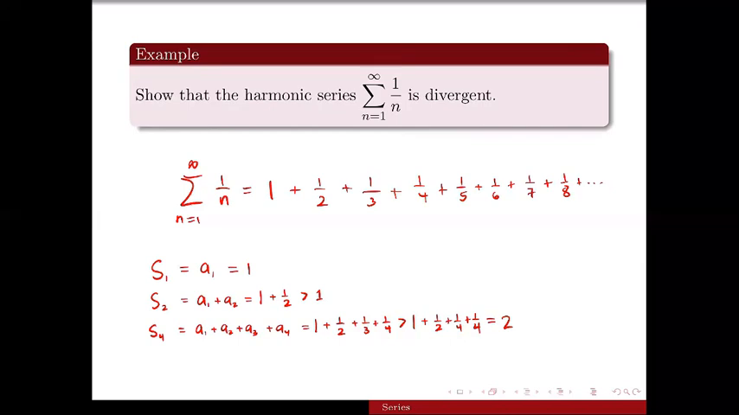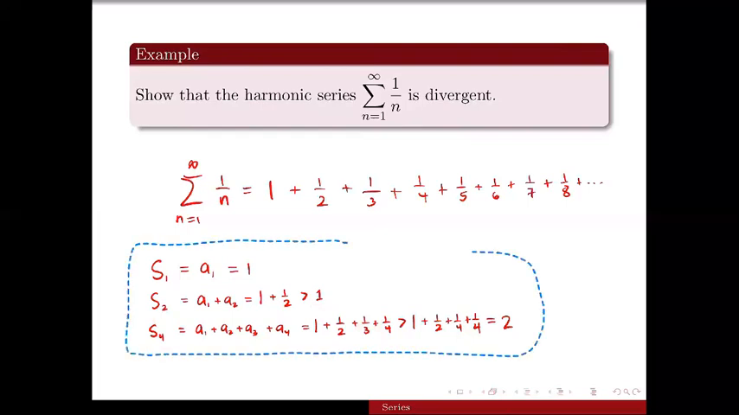So S sub 1 here is equal to 1. S sub 2 is greater than 1. S sub 4 is greater than 2. Okay?